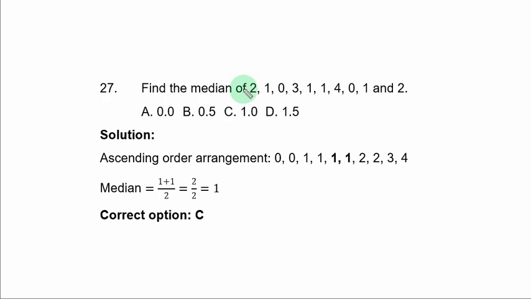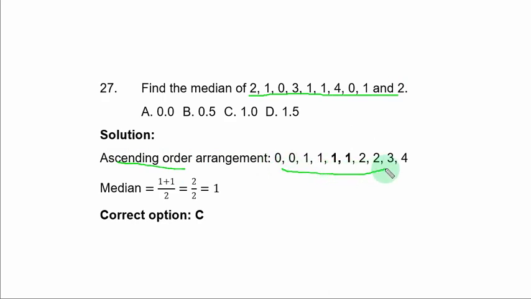Question 27. Find the median of 2, 1, 0, 3, 1, 1, 4, 0, 1, and 7. Median for ungrouped data is the middle number or numbers when the data are arranged either in ascending or descending order. So in median, what you do first is to rearrange the numbers or data following a particular order. I prefer ascending order. So this is ascending order.